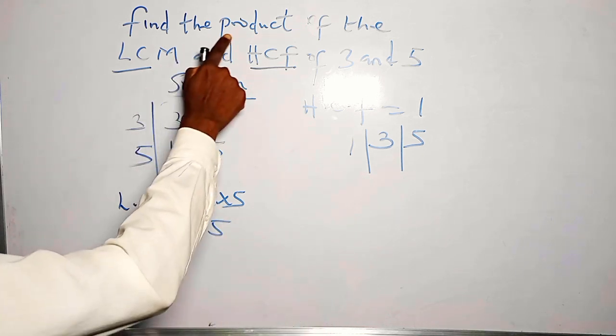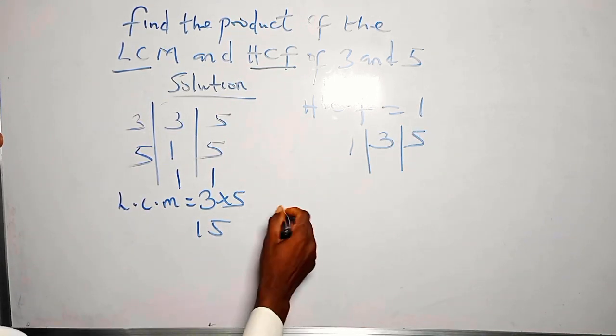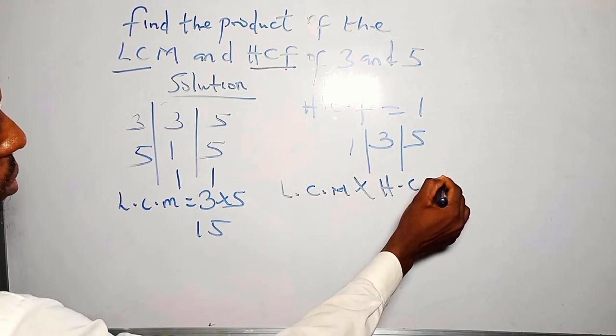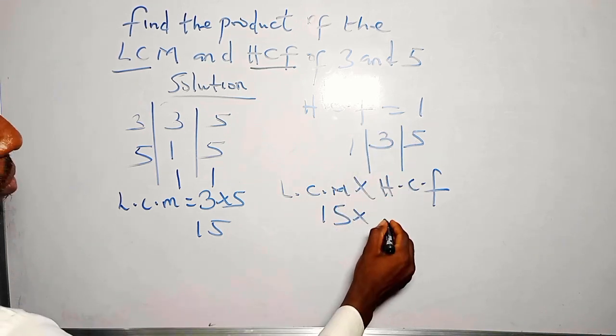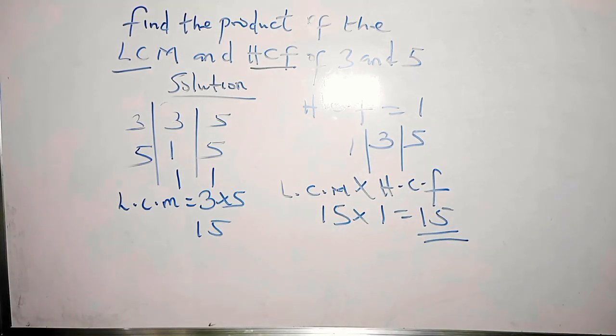So we have to look for the product, which means we multiply the LCM by the HCF. So the product of the LCM and the HCF: the LCM is 15, the HCF is 1. So when we look for the product, we have 15 as the answer.